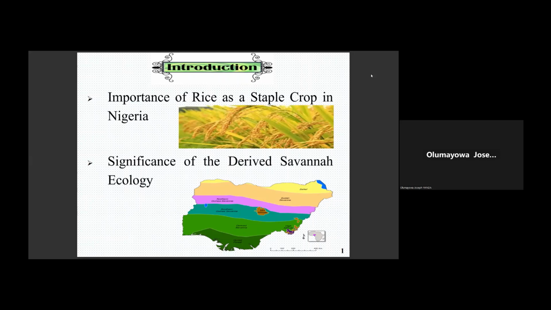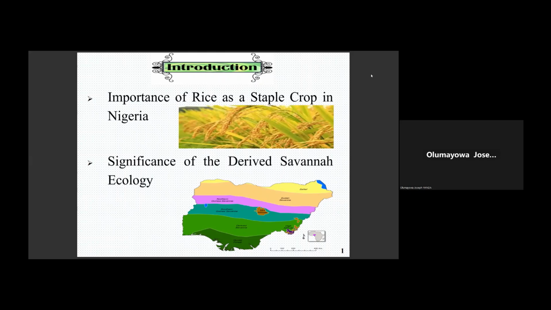Looking at slide 1, we have the map of Nigeria, and the significance of this study on derived savannah agroecology. You can see on that map we have a green portion. So derived savannah is a transitory zone where we are moving from rainforest ecology to grassland. That makes this a rich agricultural potential for rice production. However, it has its challenges and opportunities.